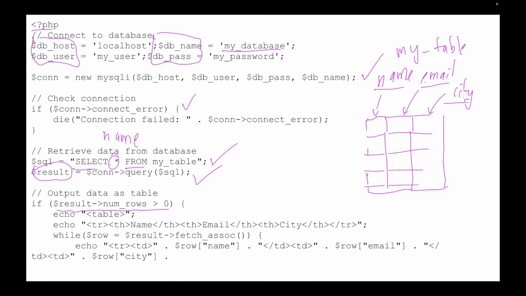And right here, we're saying that if the number of rows in our result is greater than 0, then we can actually output it. If there's 0 rows, meaning there's no data in the table, we're not going to do any of this. So if that's true, we're going to actually output an HTML table. So we're going to echo the table tag, then echo the headings for our table.